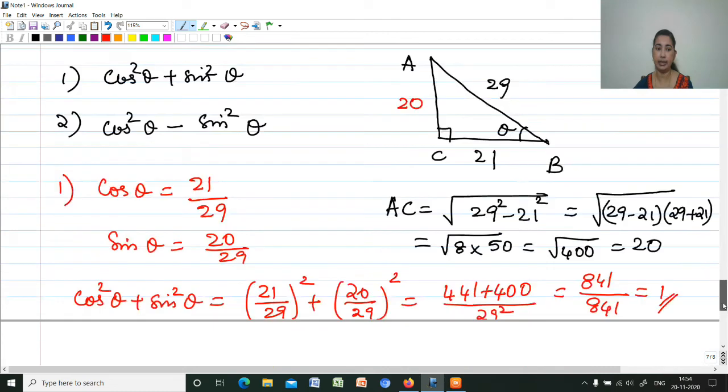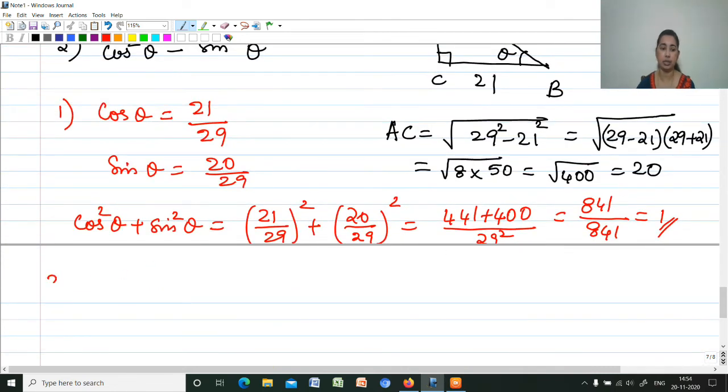Now the second question there is cos square theta minus sin square theta.